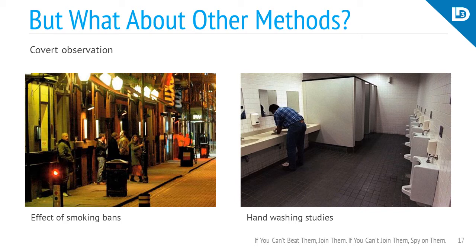If you did overt research and the researcher was obviously standing there taking notes, people would be kind of creeped out, first of all. And second of all, that would affect their behavior. Many more people would wash their hands if they know that they're being watched and recorded. So you do it covertly, and you see what people really actually do.